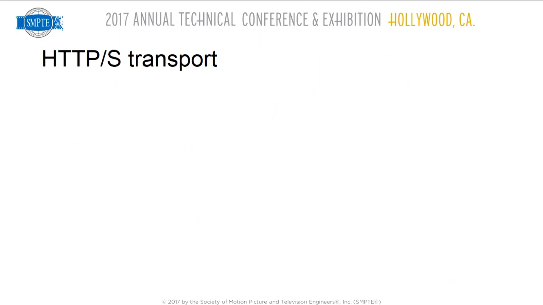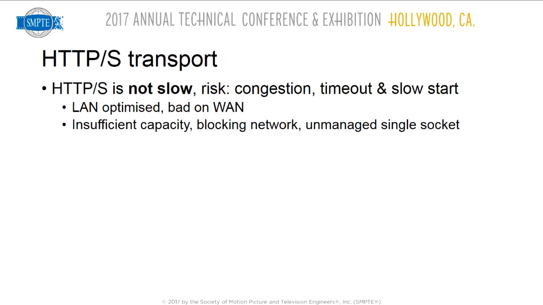HTTPS transport: I do see this as complementary to 2110, an alternative that may well work well when we're inside cloud environments. And we wanted to try out and measure what moving uncompressed over HTTPS would be like. HTTP and TCP is not actually slow, but we do risk things like congestion, timeouts and slow starts. But we're using TCP on a LAN, not on a wide area network, so we don't really suffer from that.